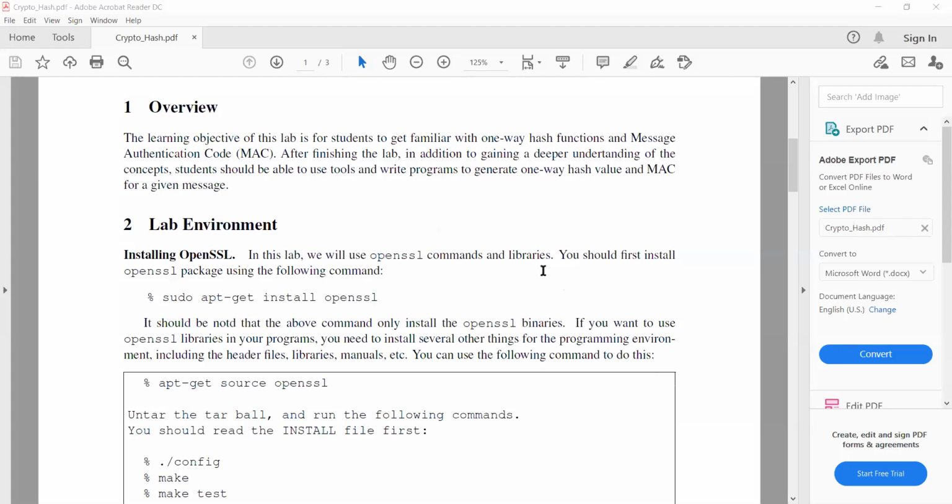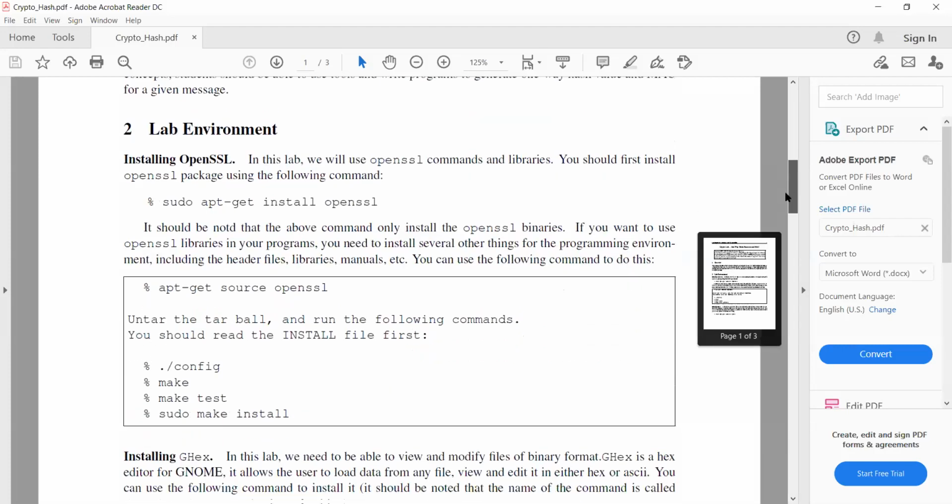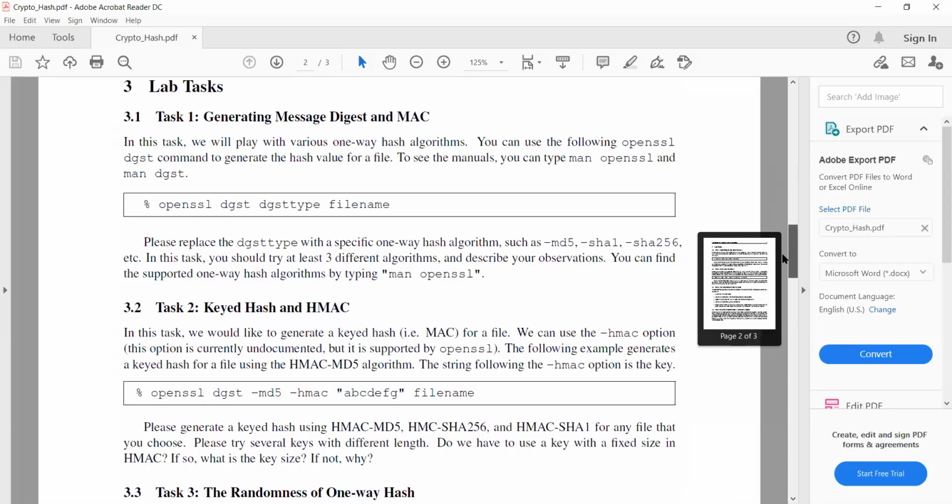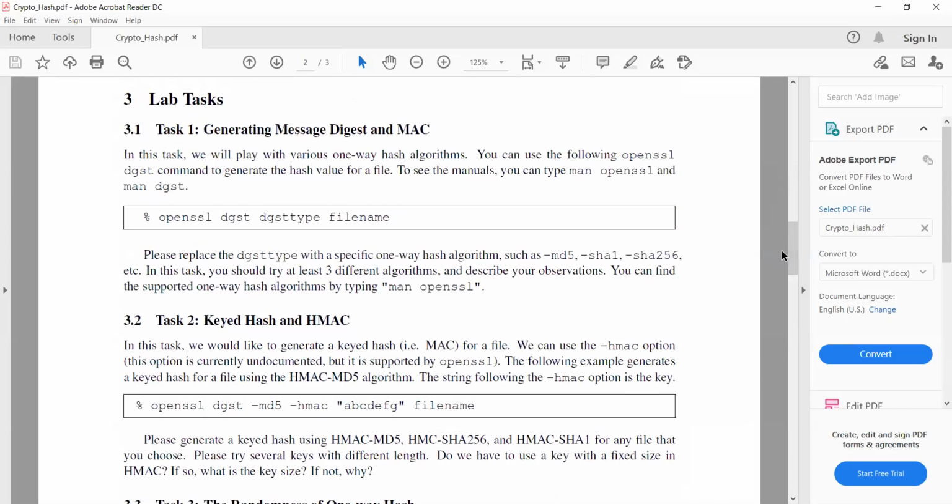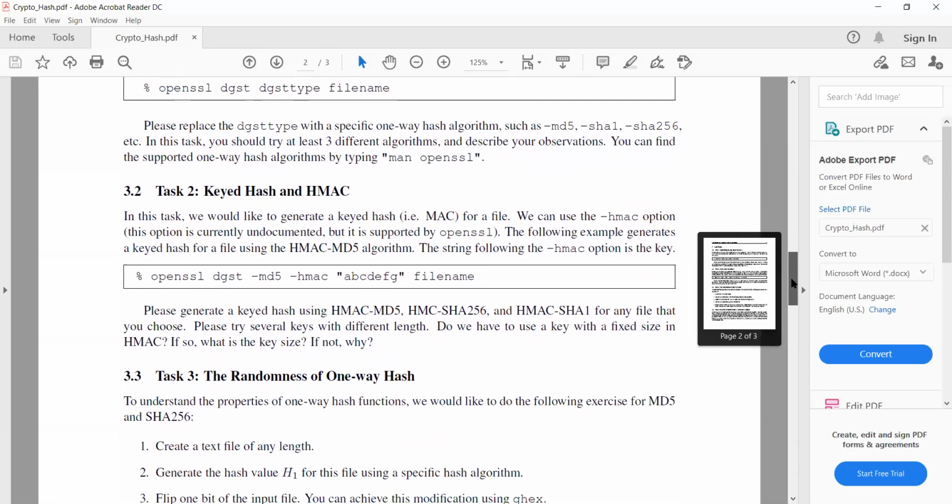So you can see here in this lab, we're going to perform these tasks: generating a message digest and MAC. You're going to follow these instructions, calculating hash values for different files and looking at their sizes. You're going to try several hash algorithms such as MD5, SHA-1, SHA-256. It's an exploration lab, so you're just going to compare your results, similar to last week's.